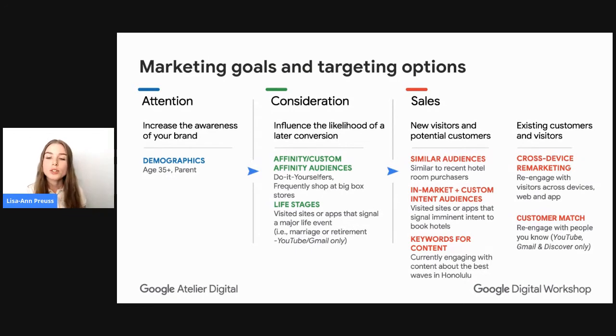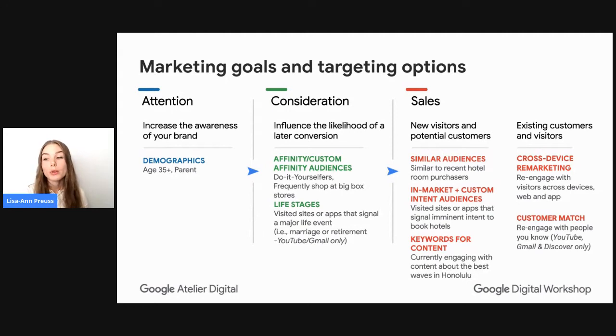So using keywords for content, things that have to do with a certain topic, and try and reach out to those who are currently engaging with that kind of content, things like best waves in Honolulu, if you have a surf shop there and want to try and reach people who are already searching for things about that.